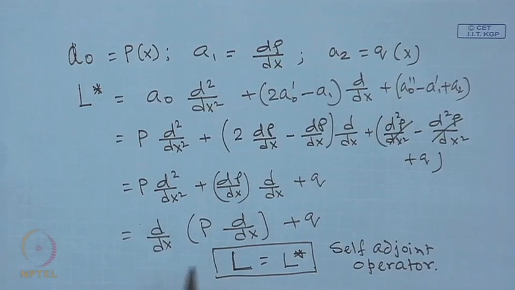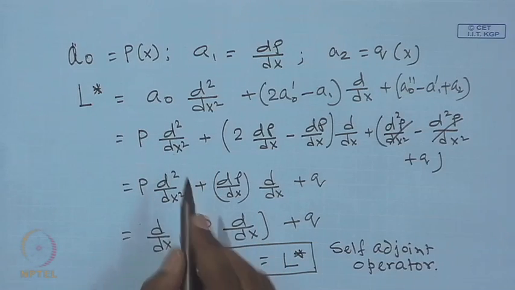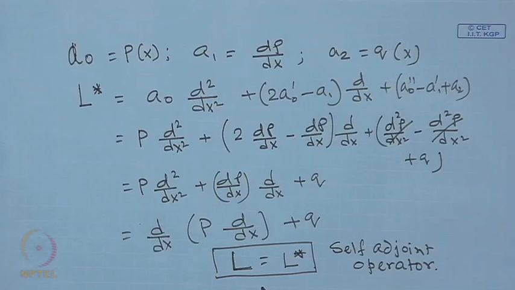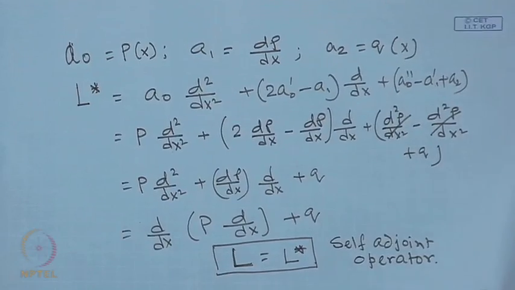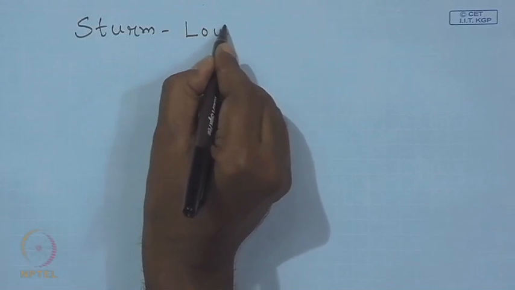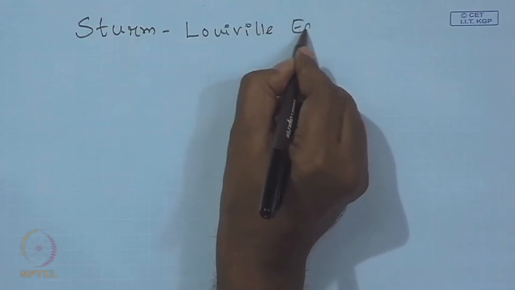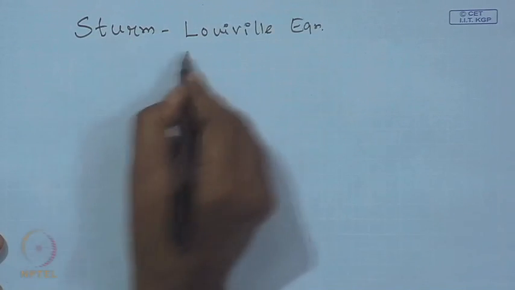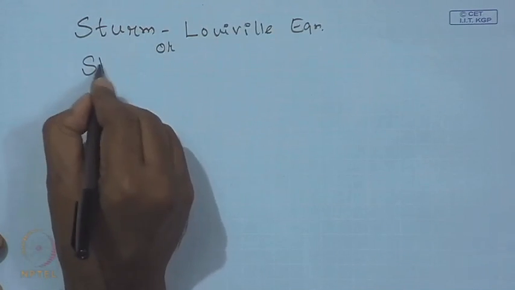This particular operator in general is known as the Sturm-Liouville operator. So, let us write down the Sturm-Liouville equation, and we have to prove that it is a self adjoint equation. We have already proved that L is equal to L star, but we have to prove that B is equal to B star as well. The boundary operator should also match. So, let us define now the Sturm-Liouville operator or Sturm-Liouville equation. This is also known as the standard eigenvalue problem.